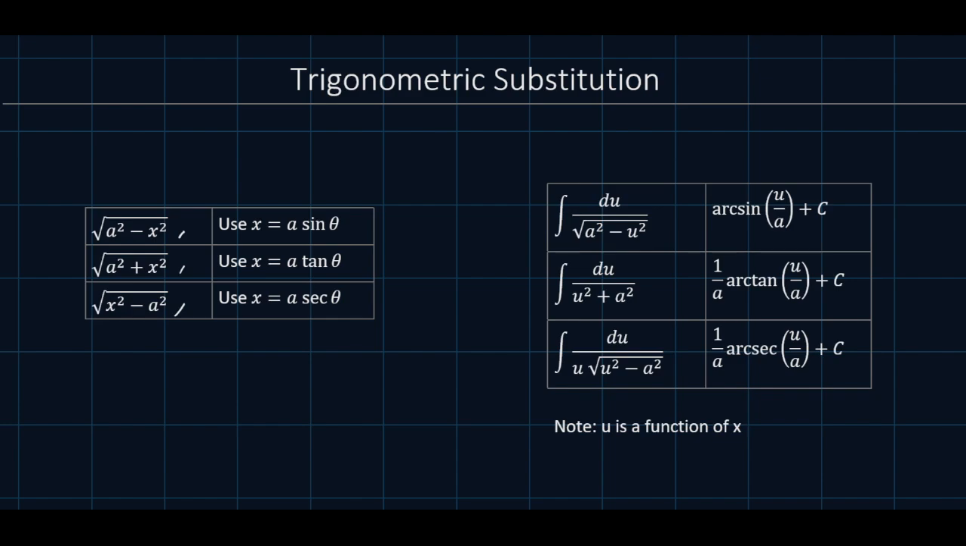Okay, you can see here we have two tables. Yung una, kapag may integrals tayo na may mga ganitong forms, square root of a squared minus x squared, square root of a squared plus x squared, and square root of x squared minus a squared, we're simply going to use the following substitutions. X equals a sine theta, x equals a tangent theta, or x equals a secant theta, depending on kung ano yung nasa integral natin.